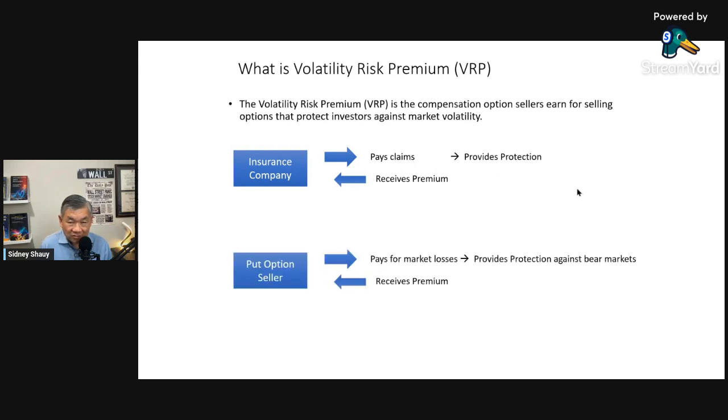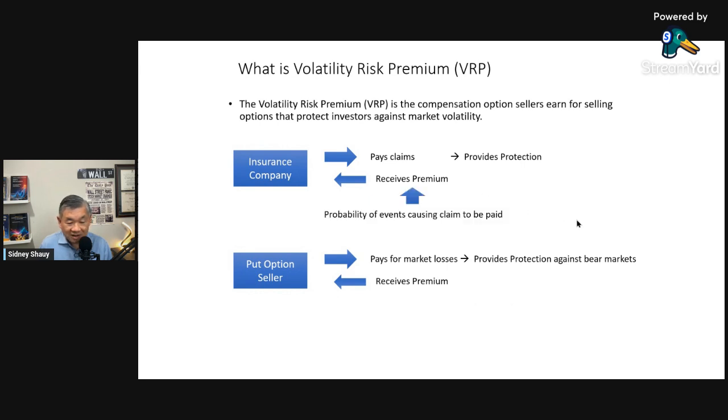If we bring the same analogy to the stock market, we have the put option seller, which works just like an insurance company. It will pay for market losses. An investor can get protection against a bear market by buying this protection from the put option seller. If he's providing the hedge to investors, he's going to receive a premium. Now, the point is, how is this premium calculated?